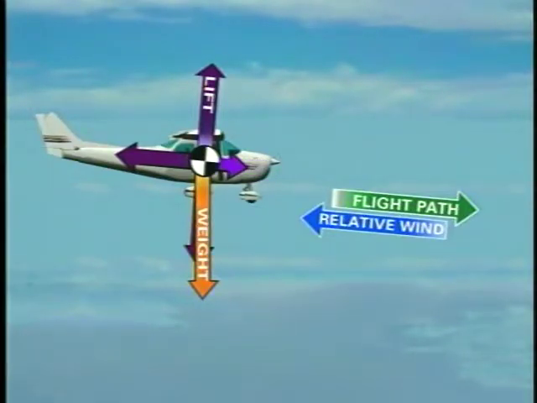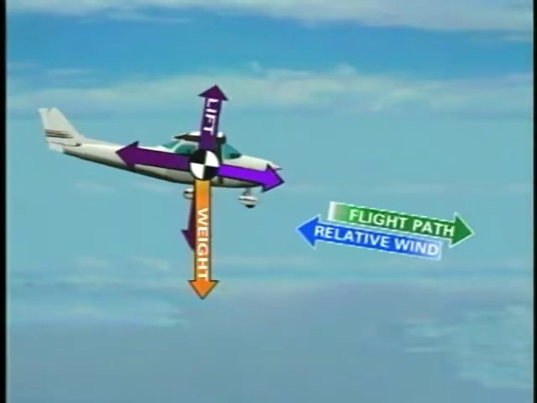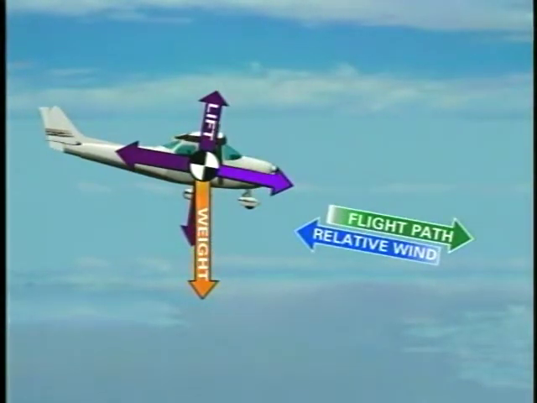If the force of thrust is removed by reducing the power to idle, the forward component of weight must be increased to counteract the force of drag. In order to maintain the same airspeed, the nose must be lowered even further.